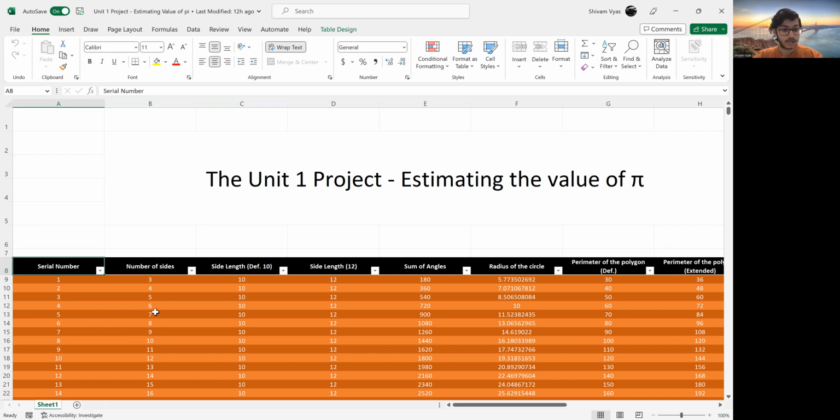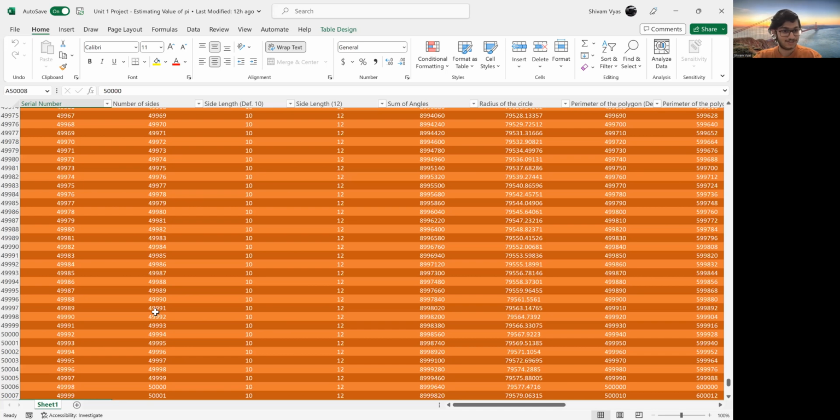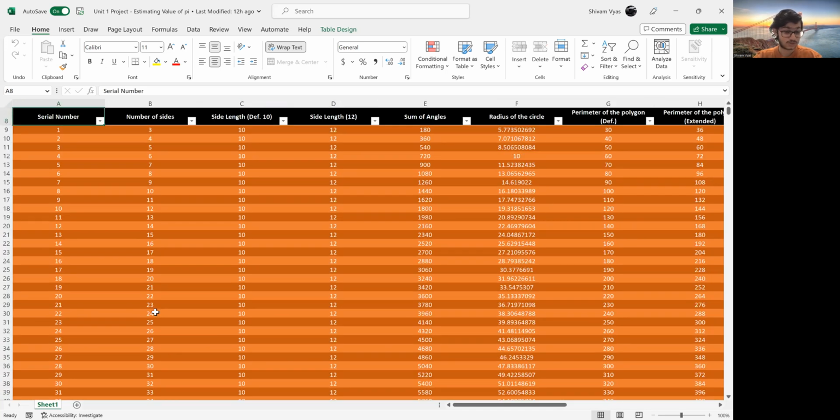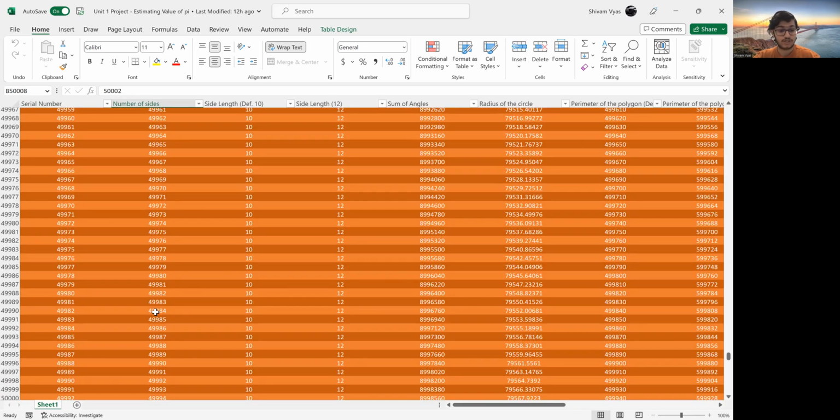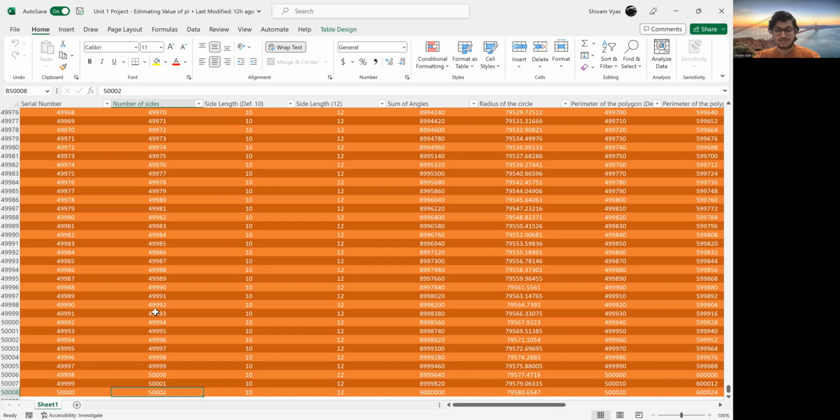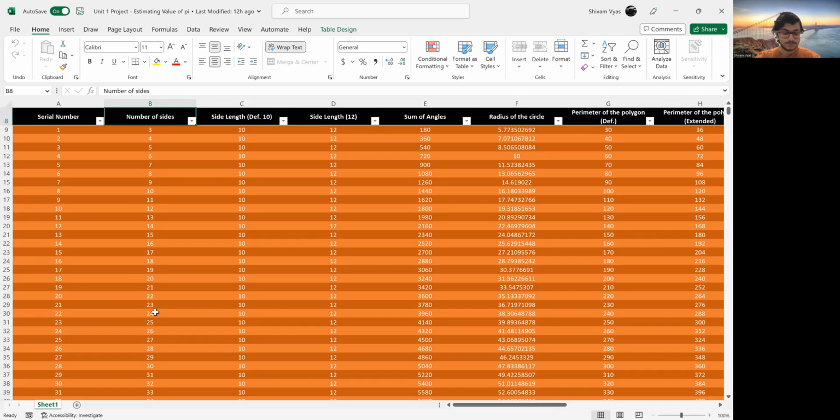So right here, I have got a bunch of simulation kind of thing going on. If you look at how I'm doing it, on the screen there's the serial number, just a number for reference. Here, I have a number of sides column, which is the number of sides inside the polygon that I want to have. And you won't believe it, I seriously went to 50,002 as number of sides, and it still works.